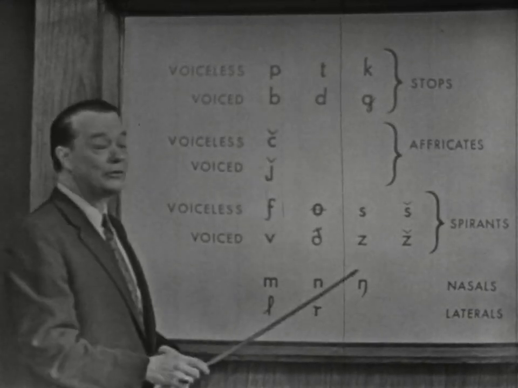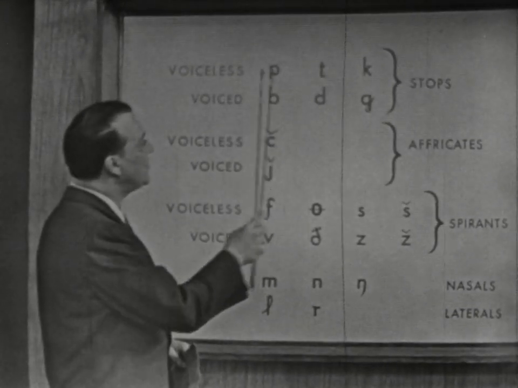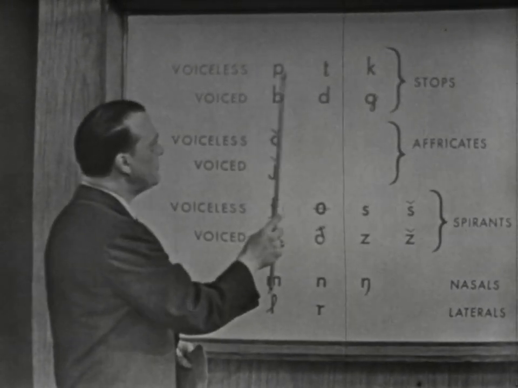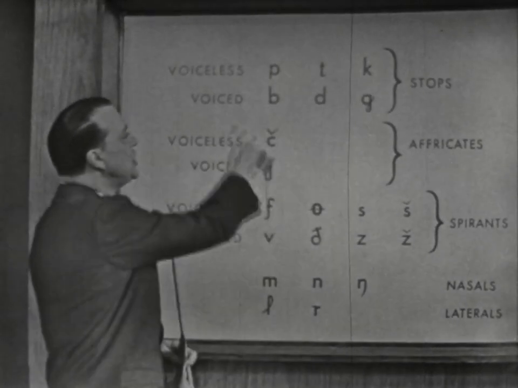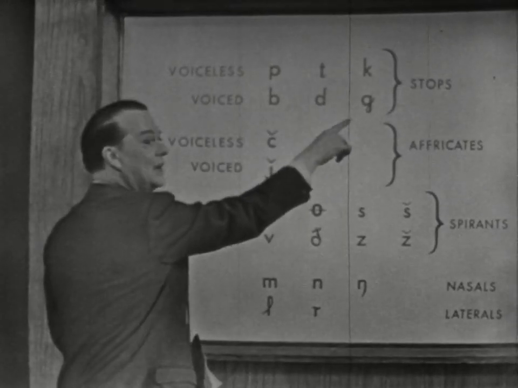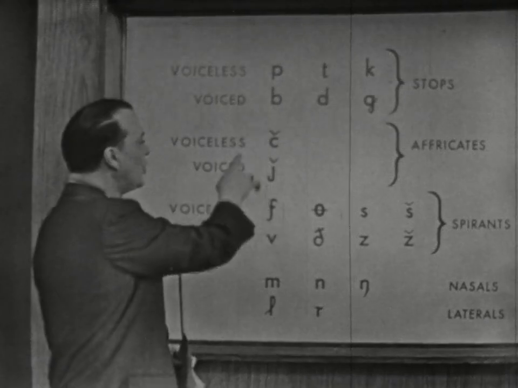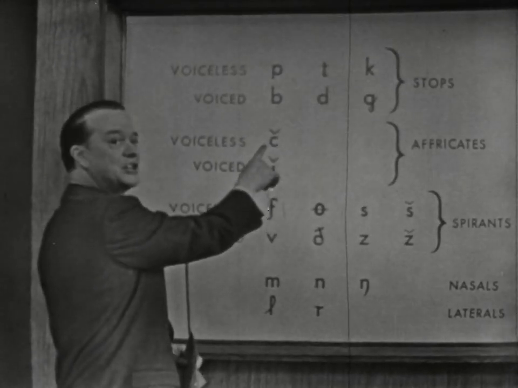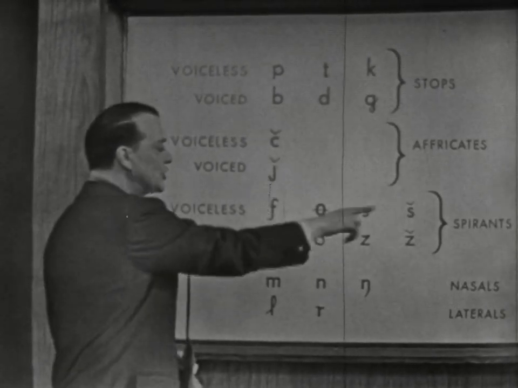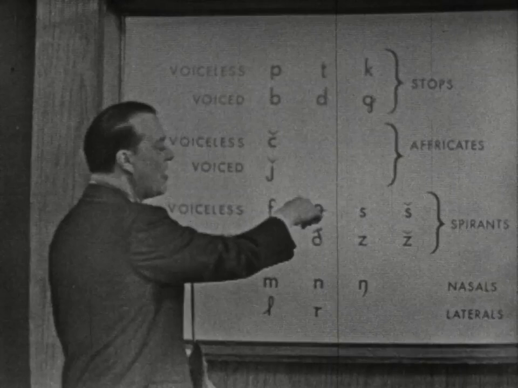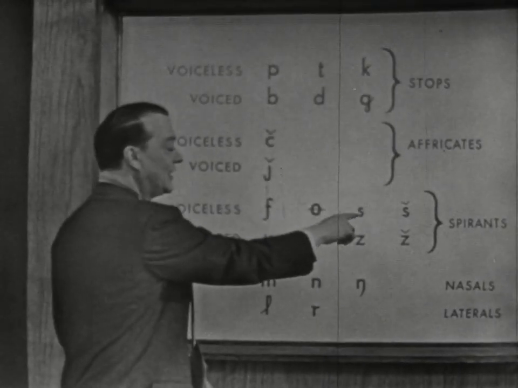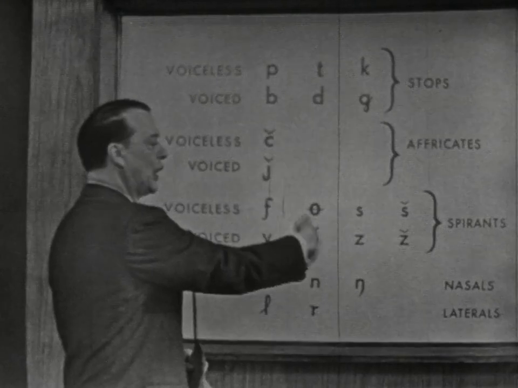Well, here's the patterning. It goes like this. Here are the voiceless and the voiced stops. P, T, K, bilabial, alveolar, and velar. B, D, G are the voiced, bilabial, alveolar, and velar. Perfect patterning. Voiceless and voiced affricates, as in church and judge. Voiceless and voiced spirants, as in fun, vun, thin, then, as in sin and zounds.